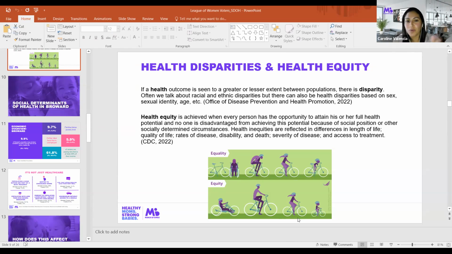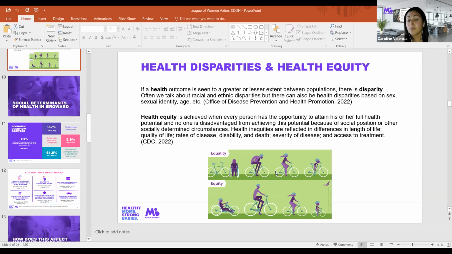And it seems like this group is pretty well versed, but I feel like health disparities and health equity are often terms that we hear and we might not understand exactly what they are. So health disparities is when there's a health outcome that's seen to a greater or lesser extent between populations. And often we talk about racial or ethnic disparities, but they can also be based on sex, sexual identity, age, etc. And health equity is when every person has the opportunity to attain his or her full health potential, and no one is disadvantaged because of any of these social factors.